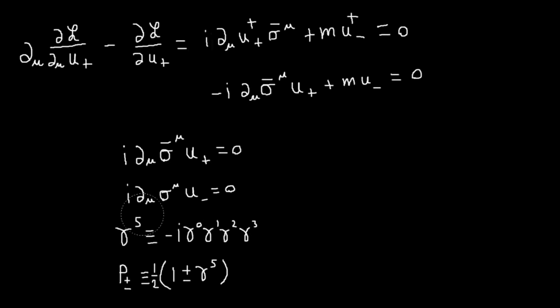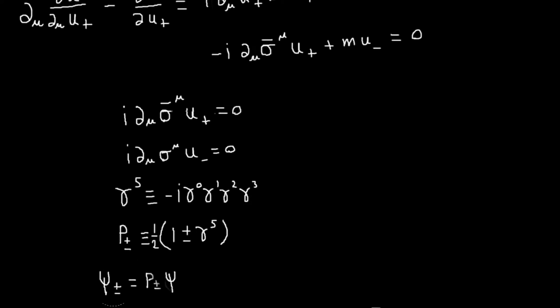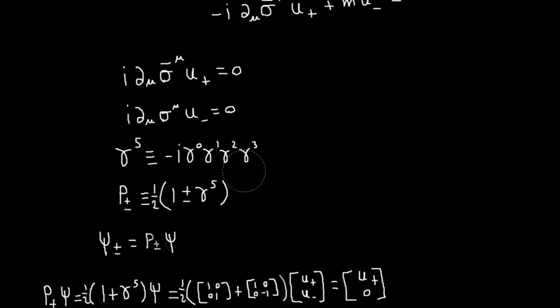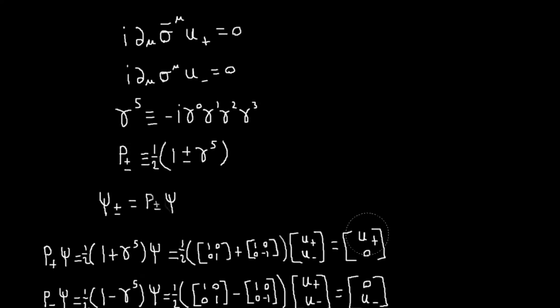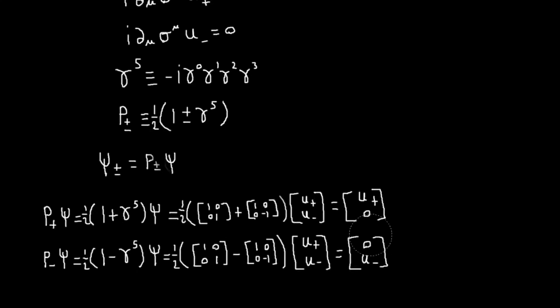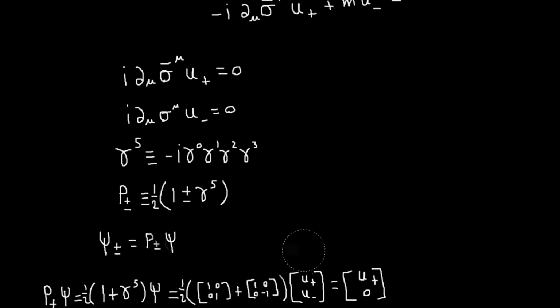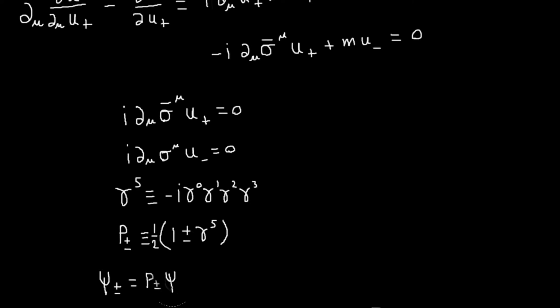So if you define another matrix gamma 5 like this, and then a projection operator that's this, then you can always find psi plus and psi minus. So psi plus is just u plus and then a 0 in the bottom, and then psi minus is a 4-component with 0 and u minus at the bottom. You just find it by projecting your spinor. It gives you psi plus and psi minus.